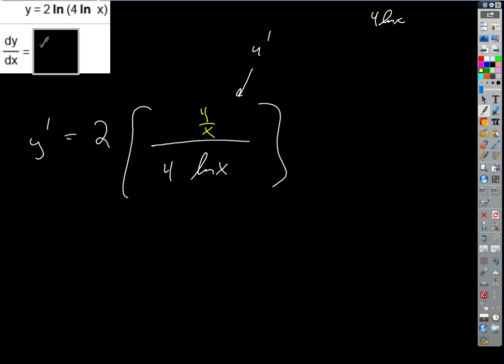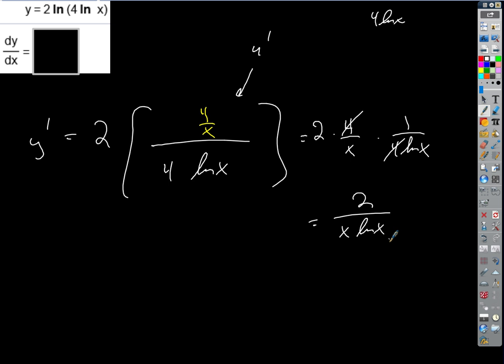Okay, so we could simplify that a little bit. We could rewrite that as 2 times 4 over x and multiply by the reciprocal at the bottom, so I get a 1 over 4 log x, and so the 4's cancel. I end up with, on the top, a 2 if I multiply across, and on the bottom I've got an x log x.